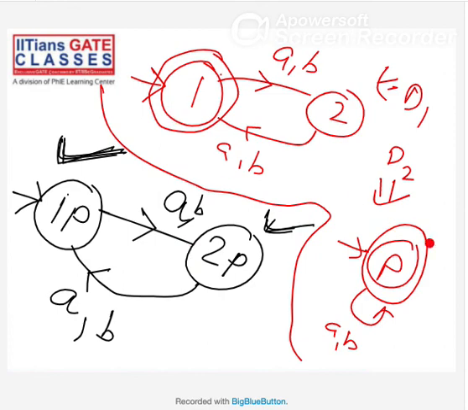Now if you want L1 intersection L2, then what do you need to do? Tell me, which state should I make final?